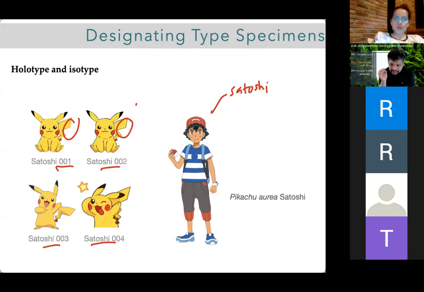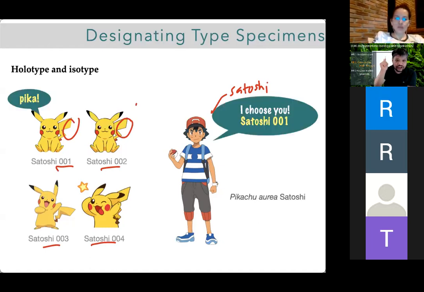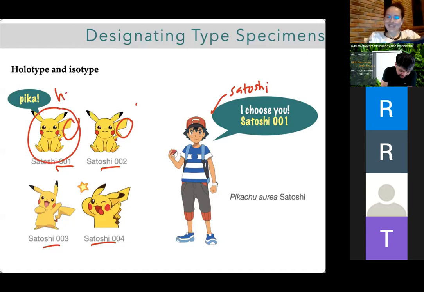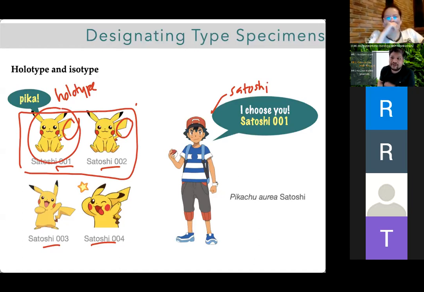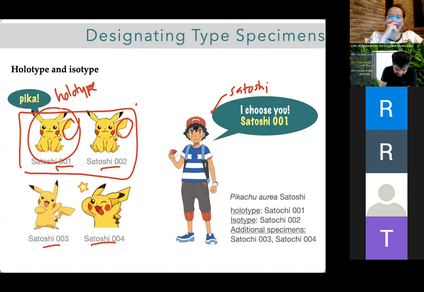And Satoshi says, I choose you, Satoshi 001, as my holotype. So Pika, I'm a holotype now. So this is a holotype. From now on, if he goes on the Pokemon race, like, what does Pikachu look like? It's like, go see Satoshi 001. That's your holotype. That's something you compare with. And Satoshi collected this one at the same time because they look exactly the same, but it's 2 copies. Like, look in the cabinet. When you open up the drawer, there's a dead Pikachu sleeping there. Two of them look exactly identical. So that one is the isotype.